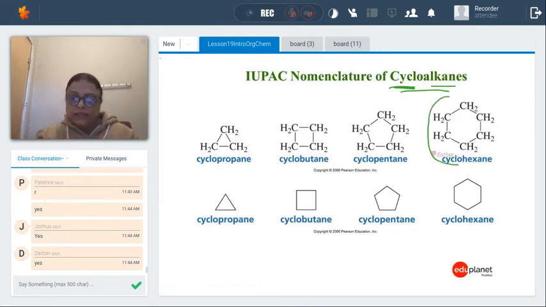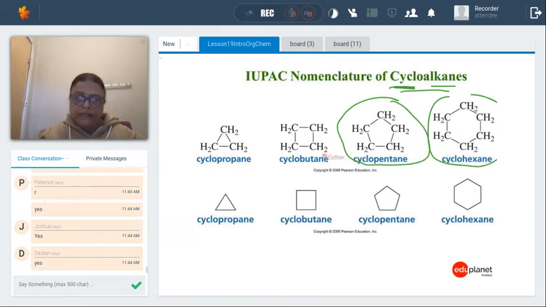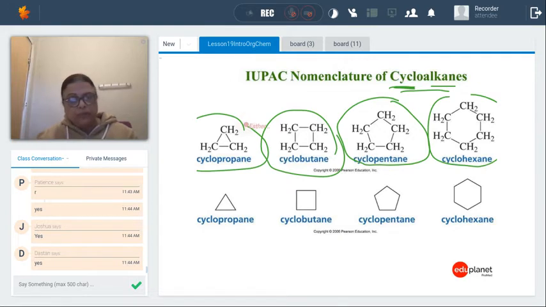So cyclohexane, cyclopentane, cyclobutane, cyclopropane. I count the number of carbons, 1, 2, 3. This is propane, cyclopropane. 1, 2, 3, 4, butane, cyclobutane. 1, 2, 3, 4, 5, cyclopentane. 1, 2, 3, 4, 5, 6, cyclohexane.